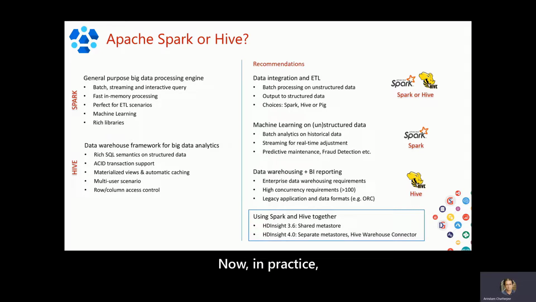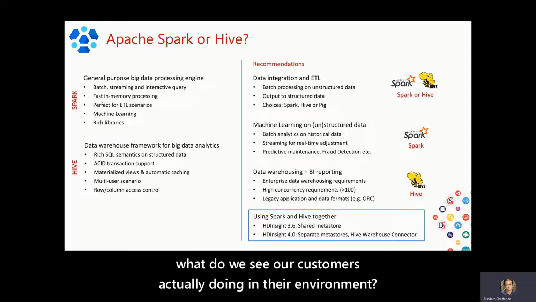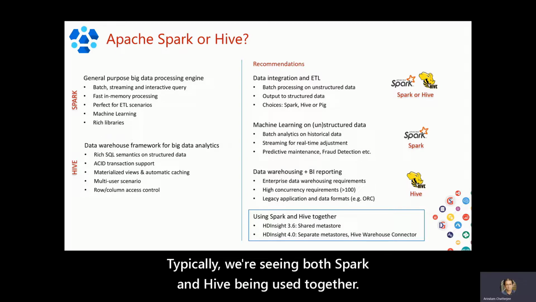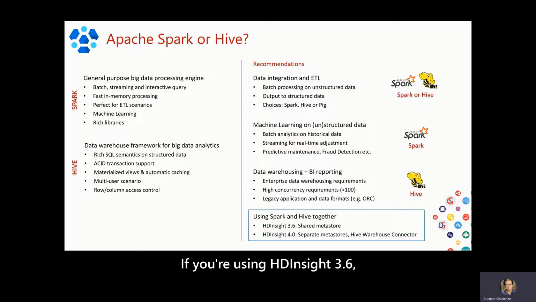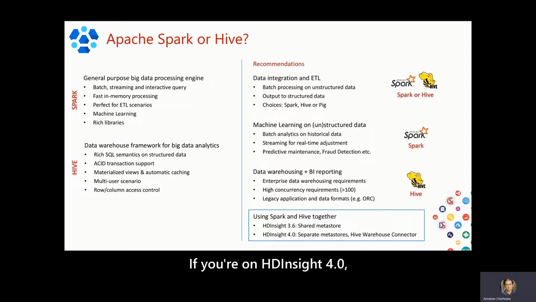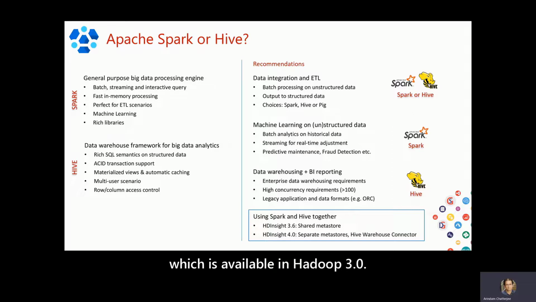Now, in practice, while it is always easy to provide recommendations, what do we see our customers actually doing in their environments? Even customers who have already moved their applications to HDInsight, what do we see them do? Typically, we are seeing both Spark and Hive being used together. If you're using HDInsight 3.6, then typically this happens through a shared metastore. If you're on HDInsight 4.0, then you can actually use the Hive warehouse connector, which is available in Hadoop 3.0.